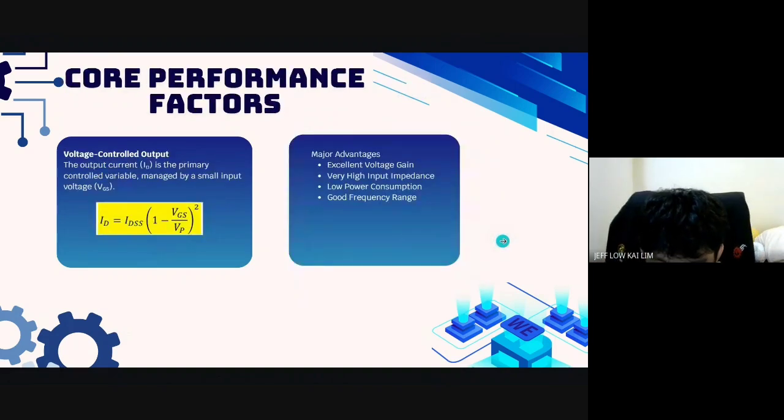Next. A key parameter here is gm. This measures how effectively the gate controls the drain channel. It can be defined mathematically from the graph, as in the formula given. So a higher gm means the FET provides more gain.